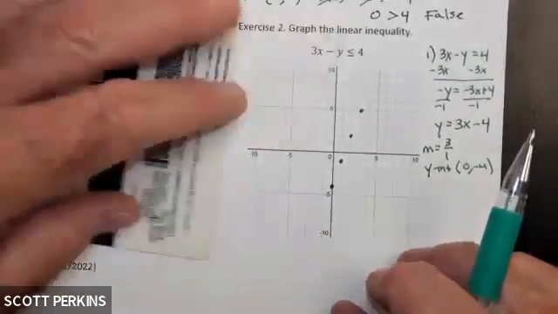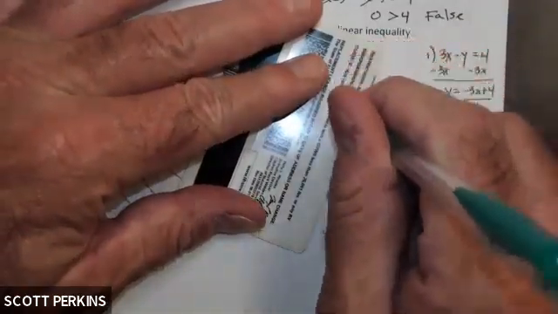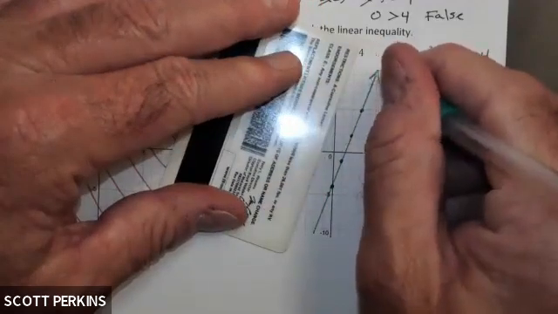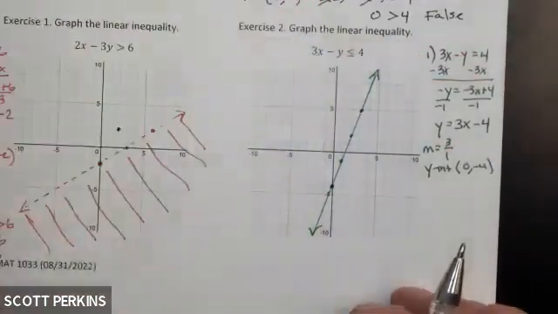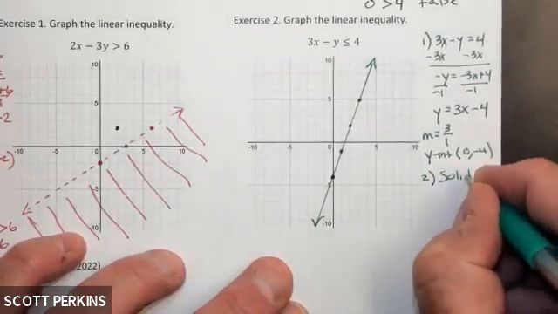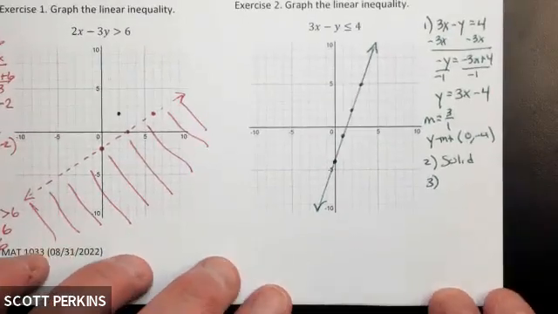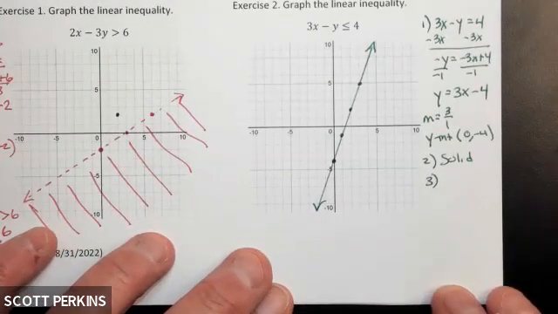I want to know where these things are equal, so I will graph this with a solid line. So just like this. And then last but not least, I need to know which side I am going to shade. So somebody give me your test point.